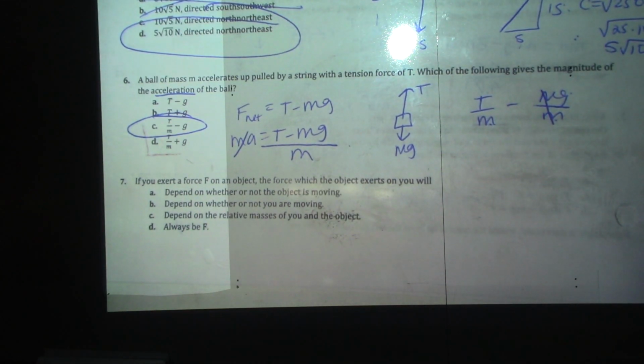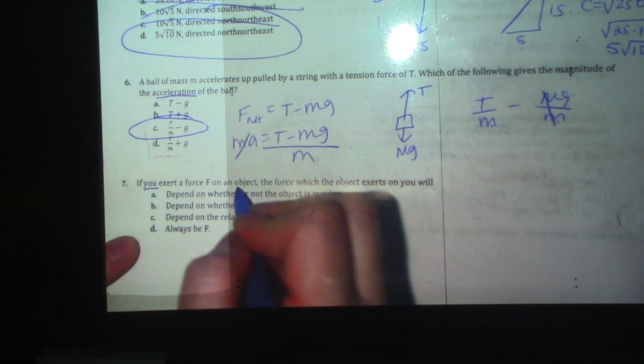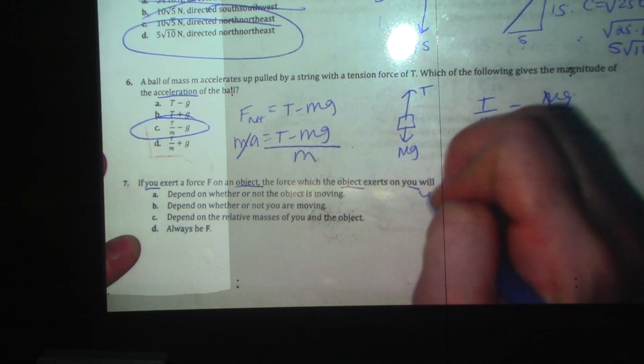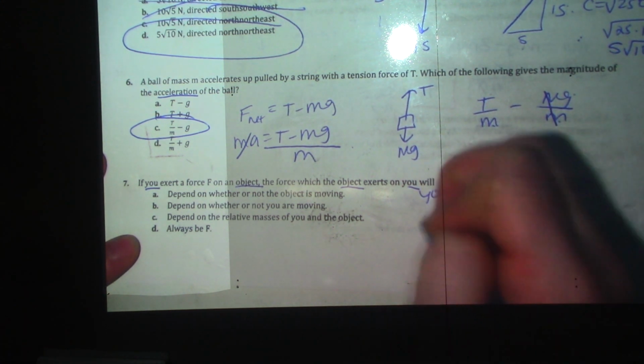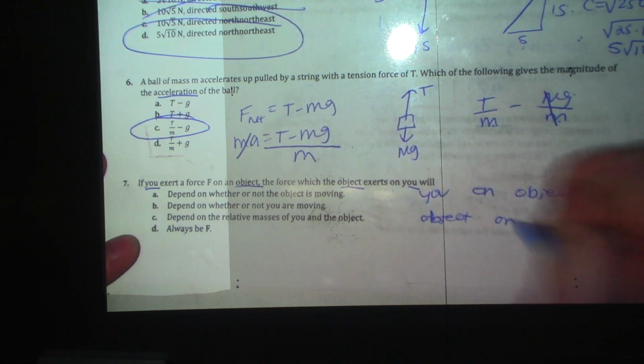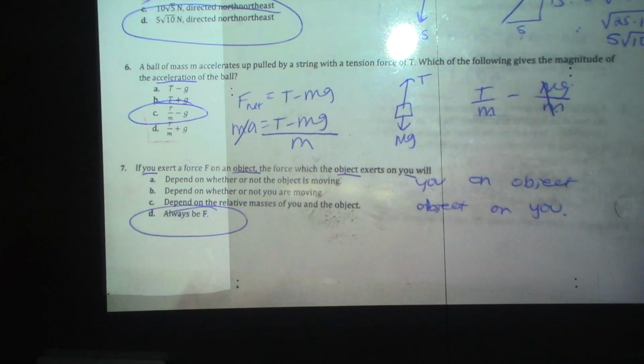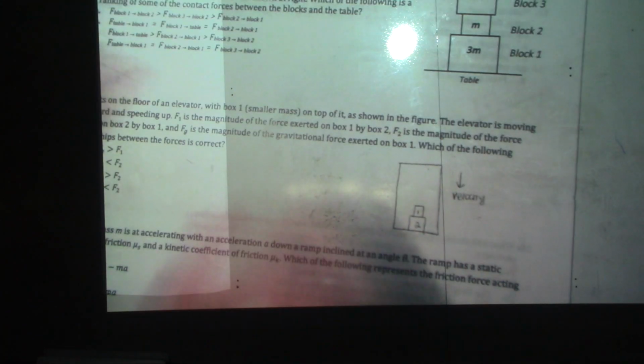If I exert a force F on an object, the force which the object exerts on you, so think about, this is you on an object, and the object on you. So, you on object, and object on you. This is a classic case of Newton's third law, because it is saying A on B, B on A, the same 2 objects, just flipped. So then your answer is going to always be F. Doesn't matter if it is moving at a constant velocity, if it's at rest, if it's accelerating, those 2 forces are the same force, so they'll be equal.